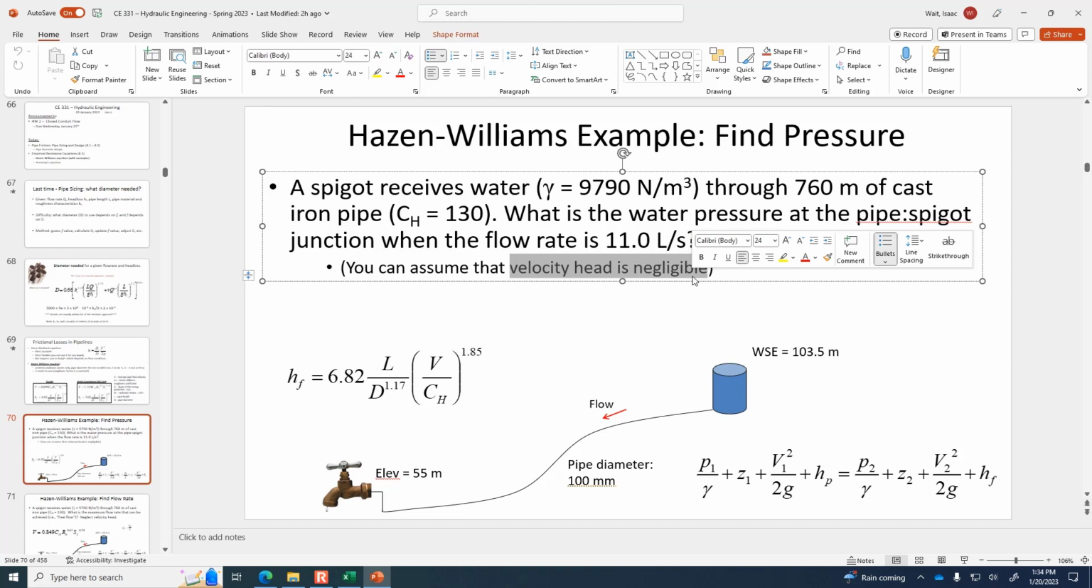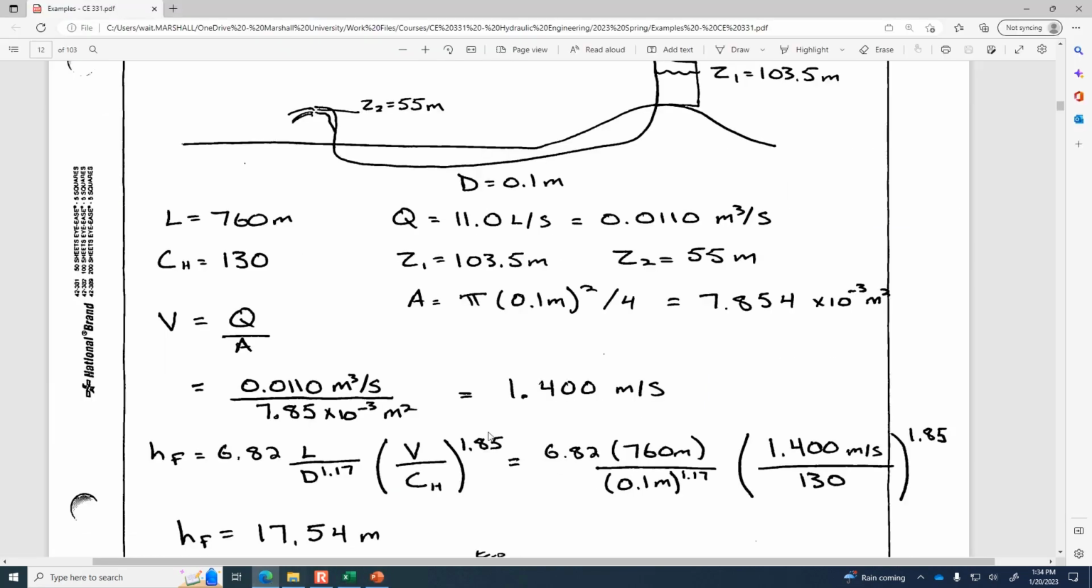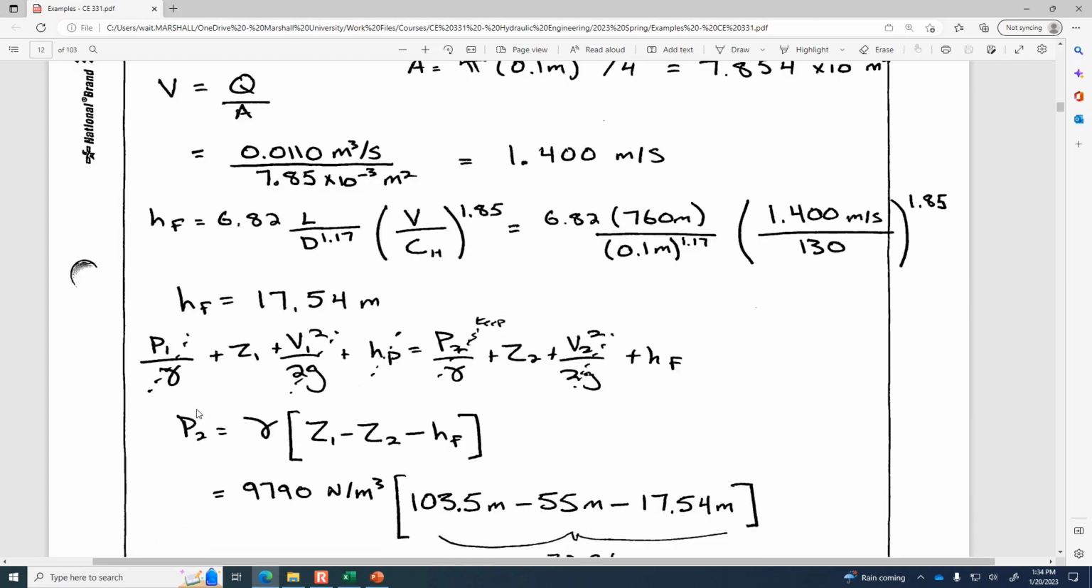Okay, so we know all of these things. We know, for example, that the unit weight is 9790. We know the elevation at 1, the elevation at 2, and the magnitude of the head loss that's occurred as the water flows through the pipe, because we calculated that that was 17.54 meters. And so let me show you the rest of these calculations. So we rearrange the energy equation to solve for P2.